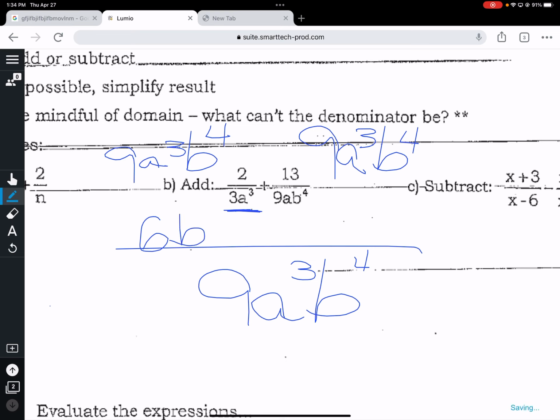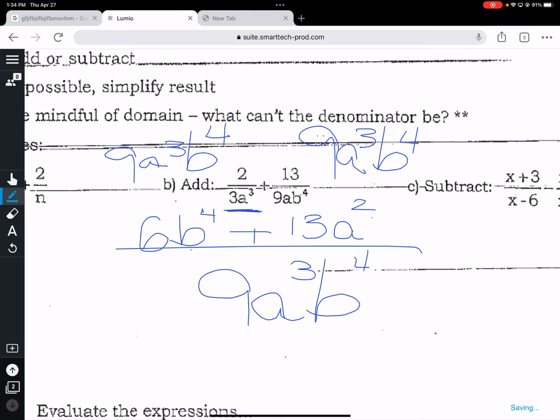Now on the second one, it just says 13. You gotta add a squared. So the number part, 9 to 9 is 13. But to get from a to a cubed, it's going to be a squared, and then b to the fourth to b to the fourth.